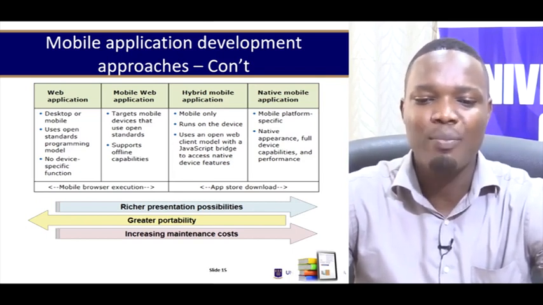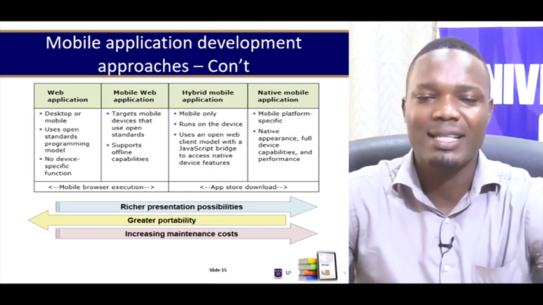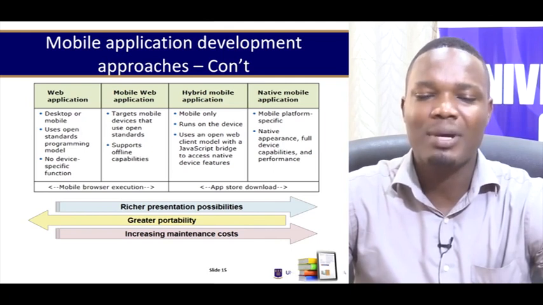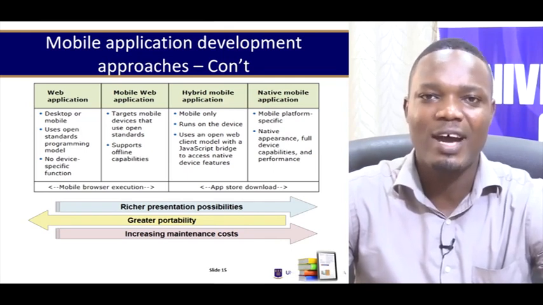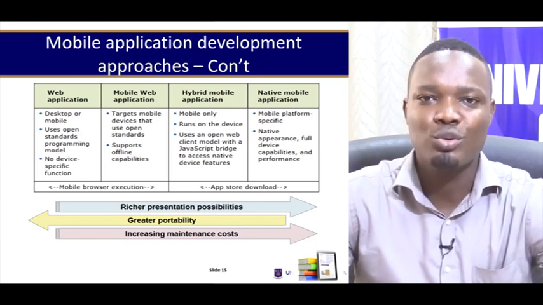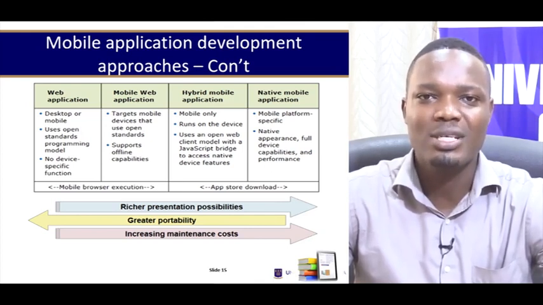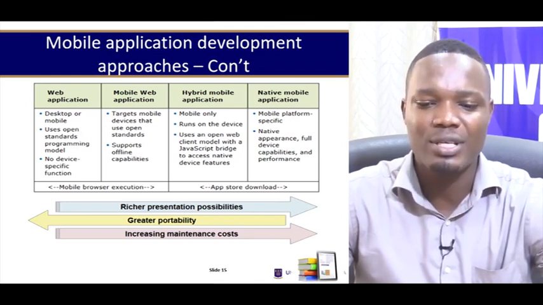Then there's also the hybrid mobile application. Now, with the hybrid mobile application, it's running on mobile only. Now, it runs on the device, the mobile phone that the application has been deployed onto. It runs on that device. And then the user can open web client model using JavaScript to bridge and access native device features. So what's happening here is that we are using web technologies and web tools to write an application that will sit on a mobile phone, and then using JavaScript, we are able to access device-specific features or native libraries.